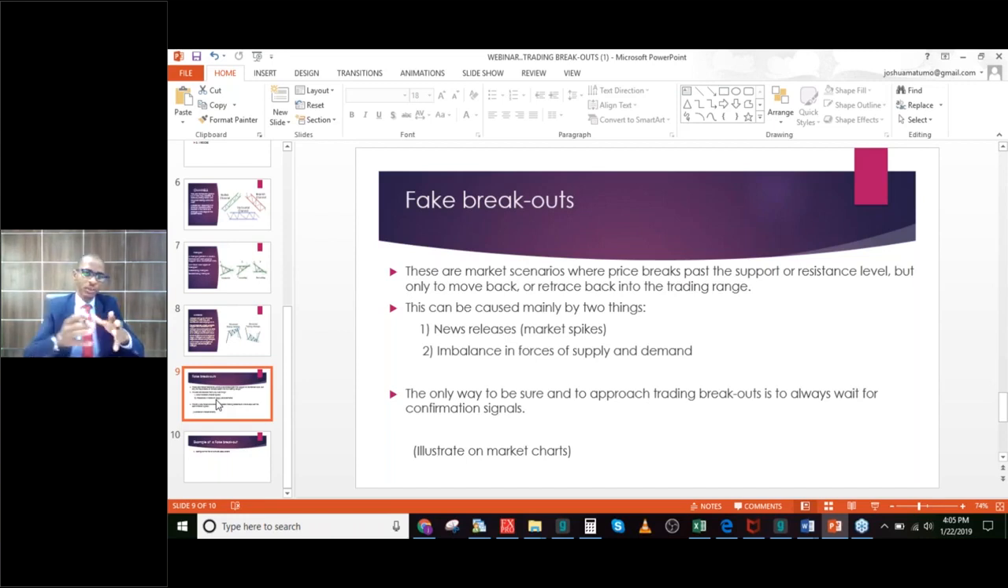More often than not, most market spikes are followed by a retracement back into the predominant trend of the market. The other thing is, at the end of the day, and I think this point 2 encompasses point 1 as well, the imbalance in forces of supply and demand. And therefore, these are the two things that cause market spikes to happen.